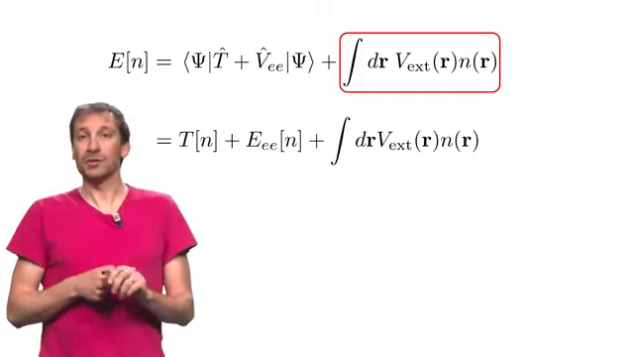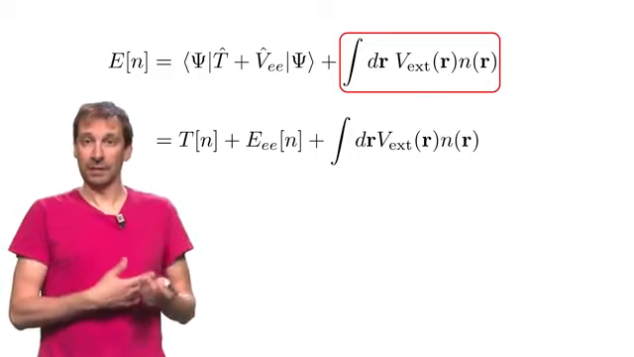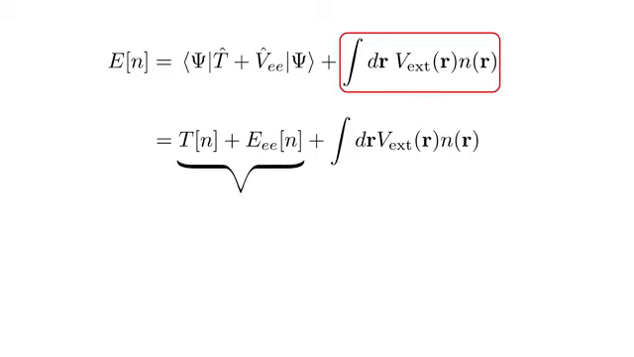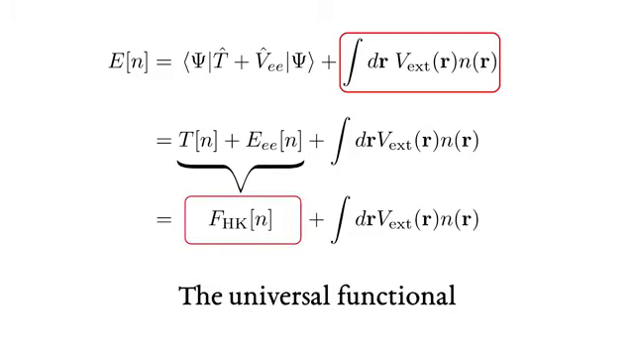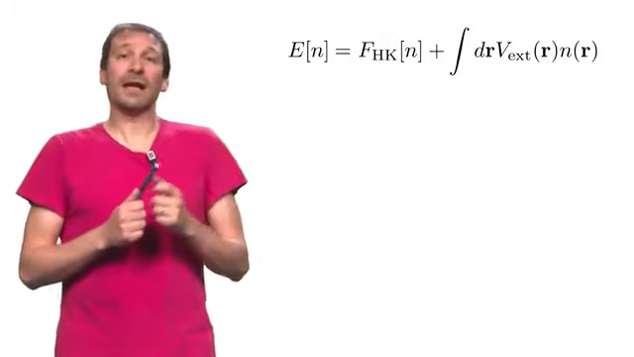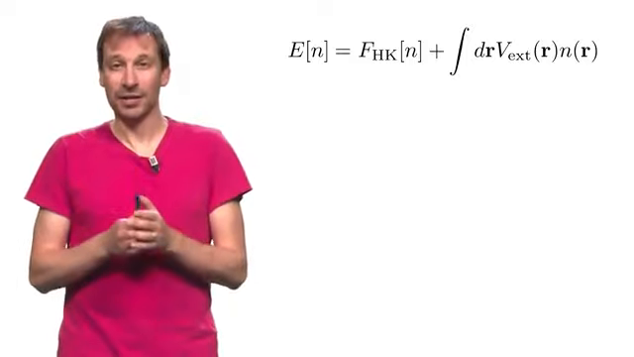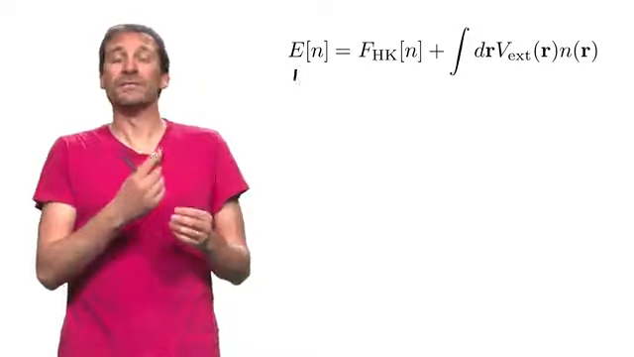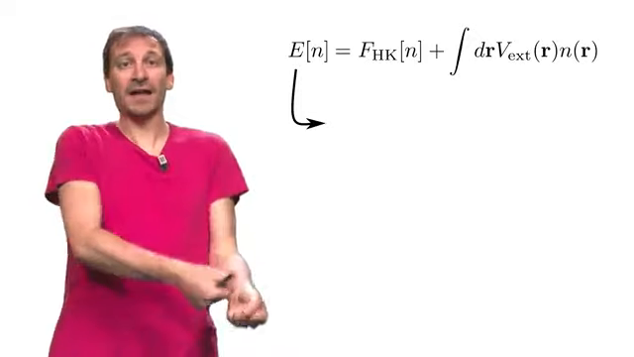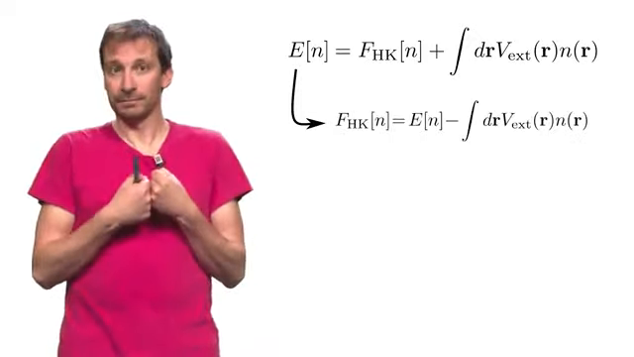They are also, as you can see, independent of the external potential. We call this term the Hohenberg-Kohn functional, or the universal functional. Since it does not depend on the external potential, it is the same for every system. We do not know this functional. Of course, if we were able to evaluate the total energy for a certain set of external potentials, we could invert this equation and find the universal functional F.